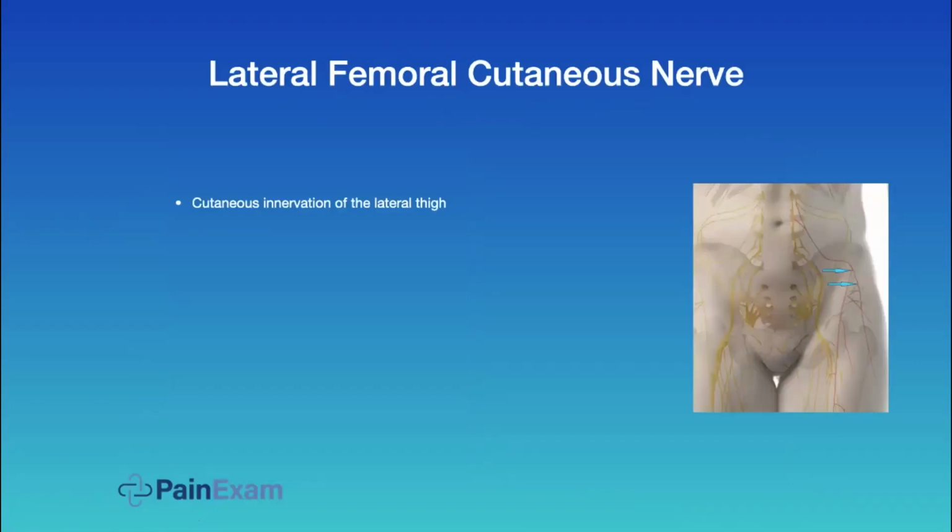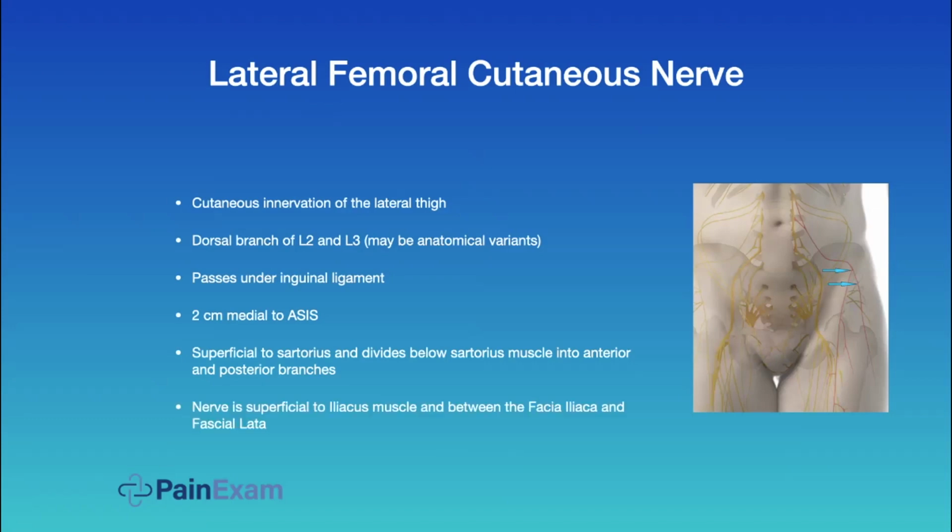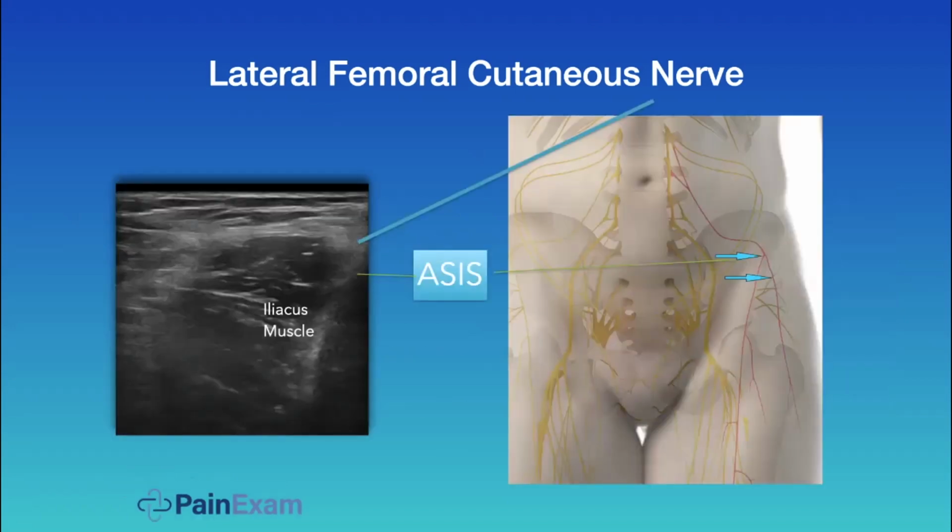It provides cutaneous innervation of the lateral thigh, once again, L2 and L3, goes under the inguinal ligament, in case you missed that last time. It's 2 centimeters medial to the anterior superior iliac spine, and then it runs superficial to sartorius and divides below the muscle into anterior and posterior branches. The nerve is superficial to the iliacus muscle and between the fascia iliaca and the fascia lata.